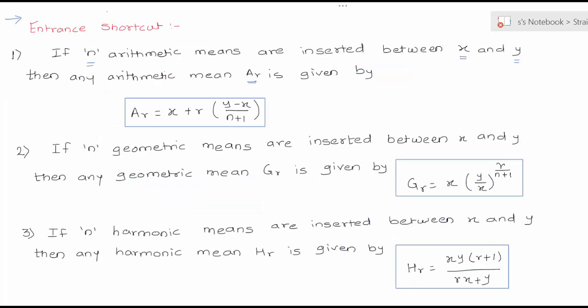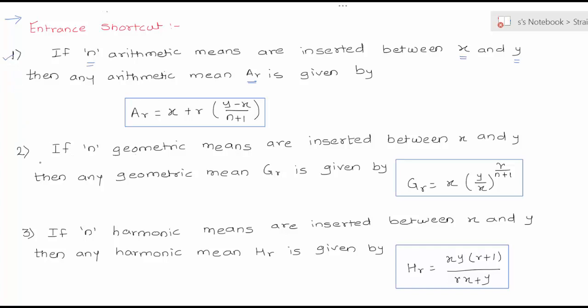Okay students, so here is a list of shortcuts that you can use to find the arithmetic mean, geometric mean, or harmonic mean directly. Let us go through them. The first one we saw very clearly. This is for arithmetic means. Have a look at the second one.